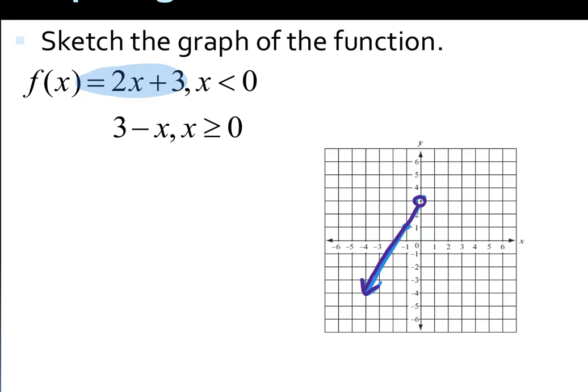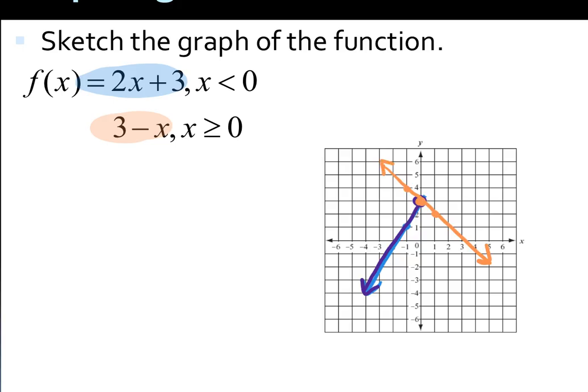Then I'm going to graph the other side, which is f of x equals 3 minus x. Still a line. Y-intercept still at 3. This time my slope is negative 1, so I go down 1 to the right 1, or up 1 and to the left 1. And my full graph line would be this.